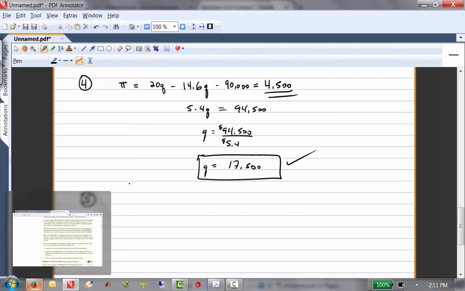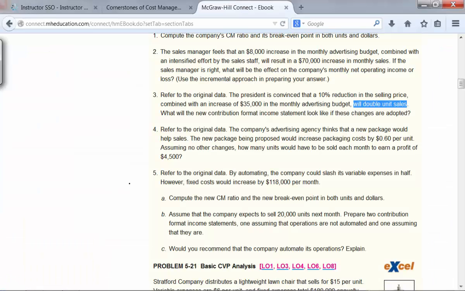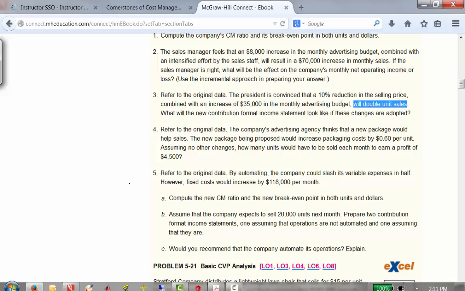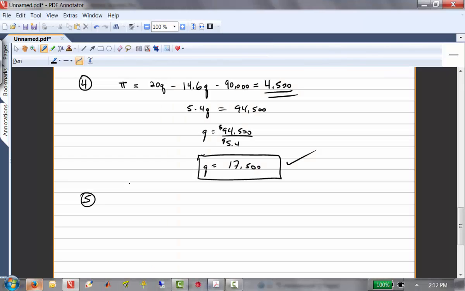All right, number 5, refer to the original data. By automating, the company could slash its variable expenses in half. However, fixed costs would increase by $118,000 per month. Compute the new CM ratio and break-even point, both in units and in dollars. So we have part A.